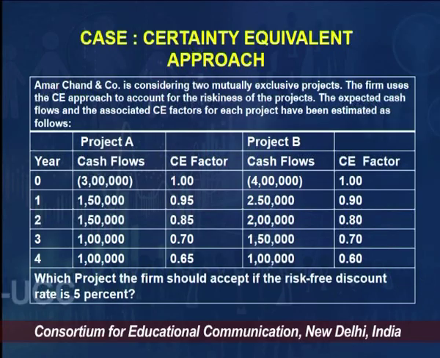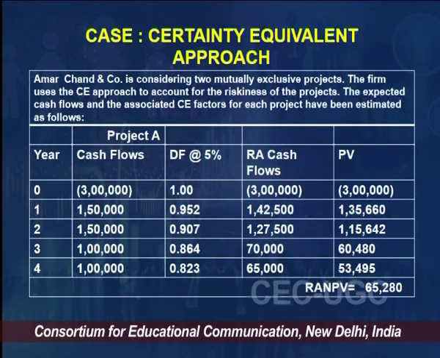And the discount rate is also given, 5%. So, how would we solve? I am taking project A first. So, we have cash flows, we will just write down those cash flows. We will actually multiply the certainty equivalent factor. For example, in the fourth year, the certainty equivalent factor was 60%, if you remember, 65%, sorry.